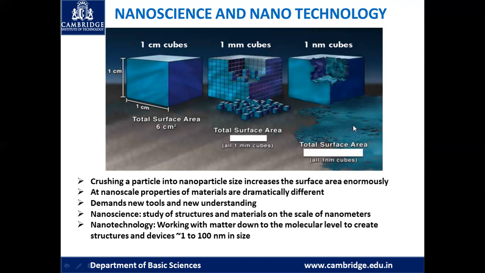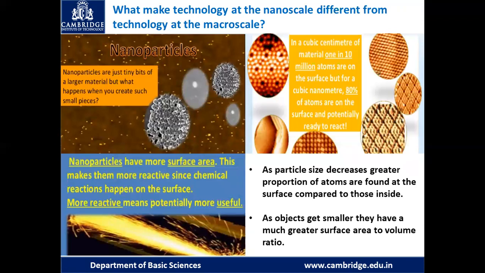Nanoscience is the study of structures and materials on the scale of nanometers. Nanotechnology is the design, characterization, production, and application of structures and devices in a nanometer scale. What makes technology at the nanoscale different from technology at the macro scale is, as the particle size decreases, greater proportions of atoms are found at the surface compared to those inside. As objects get smaller, they have a much greater surface area to volume ratio.